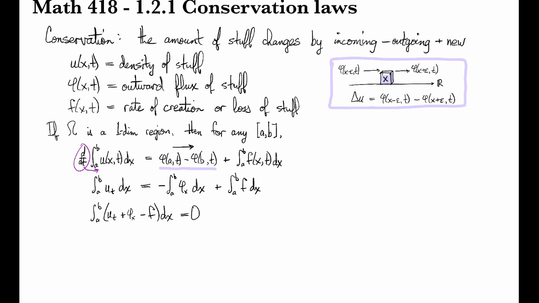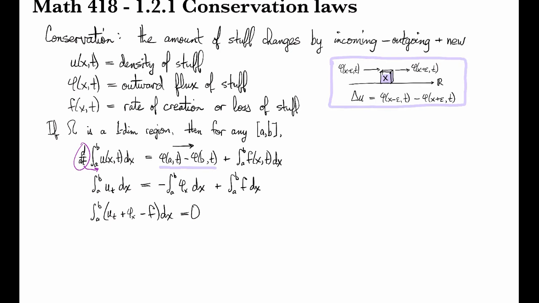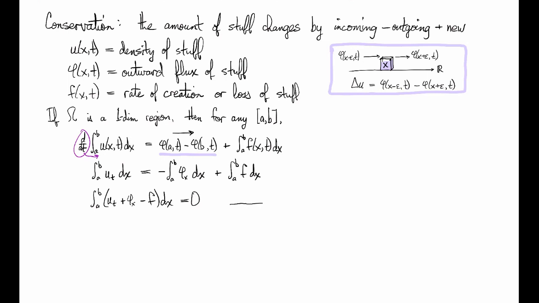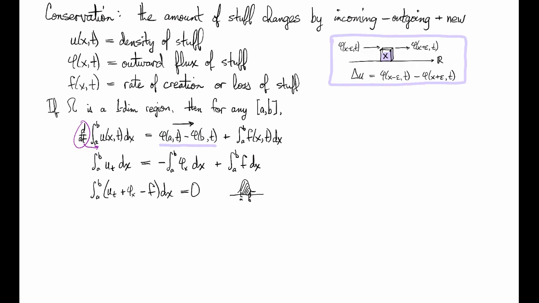And now here's the interesting thing, this is true for any little interval inside the domain. That means that this integrand here has to be identically equal to 0. The reason why is because it's a continuous function, and so if there were any place where, say, it were strictly positive like that, then we could choose our AB to be this little interval right here, and then we would have a strictly positive integrand over some little interval. We would end up with a strictly positive integral, and it would break this identity right here.